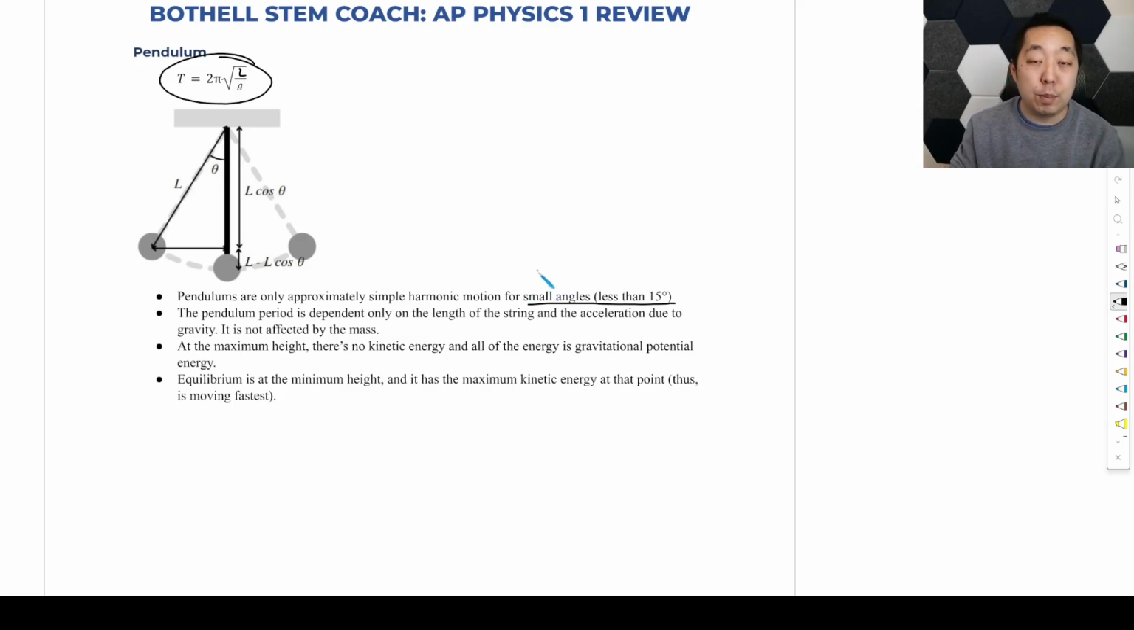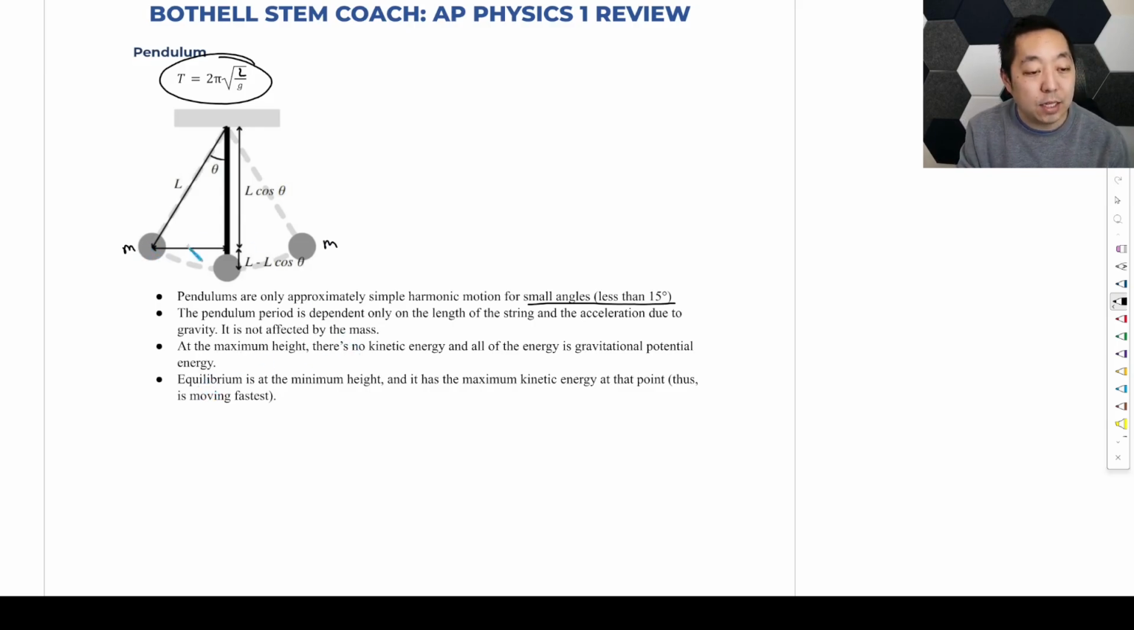The further away, the bigger the angle, the less that it looks like a simple harmonic motion. The pendulum period only depends on the length of the string and the acceleration due to gravity. It is not affected by the mass of this thing. So there might be a mass of this bob that's swinging. That does not affect the period, actually.